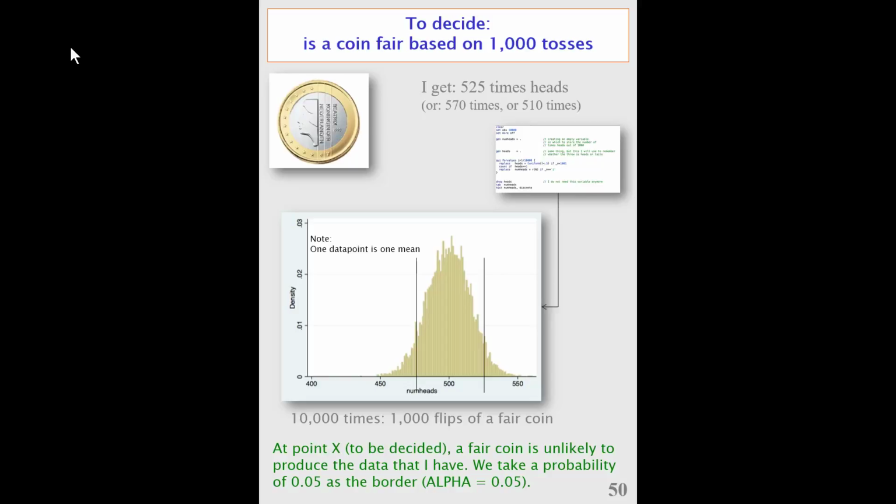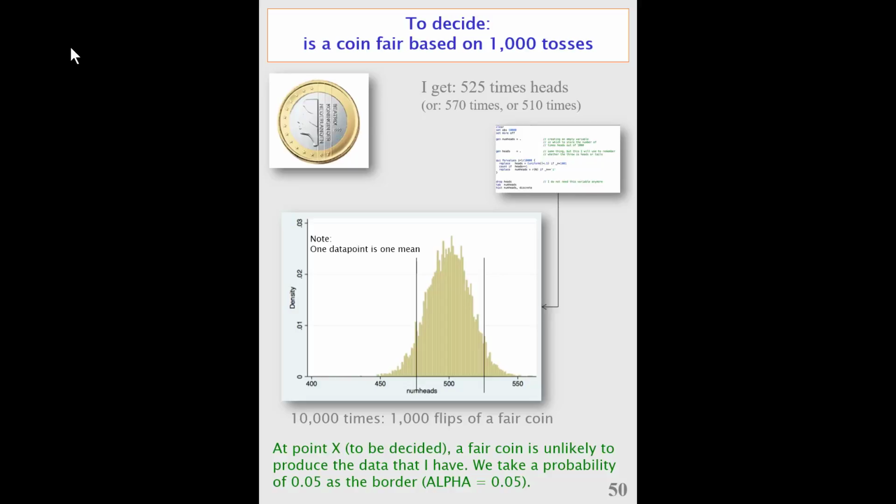By the way, on the slide you can see that the actual graph here was generated in Stata itself, so if you're interested in how to program this stuff, you can have a look at that. Here you see that I did this lots of times, so I flipped the coin 1,000 times, and then I counted the number of heads, and then I stored it, and then I did that 10,000 times. So here you see a distribution of 10,000 times 1,000 flips of a fair coin.